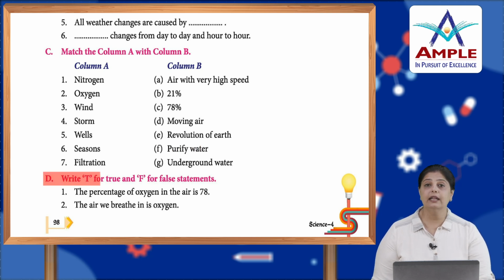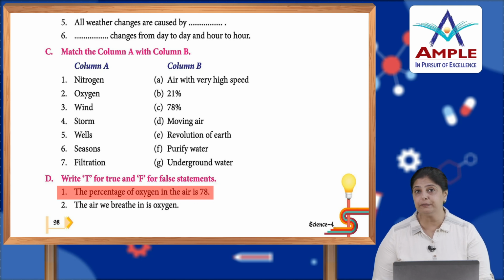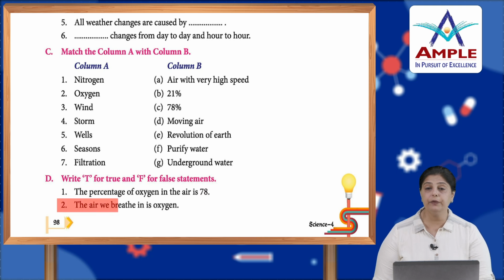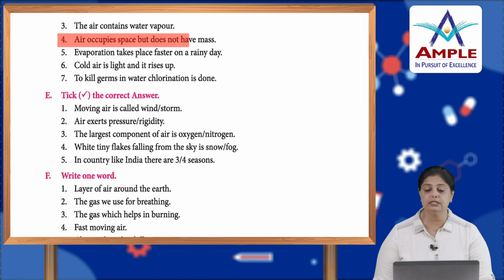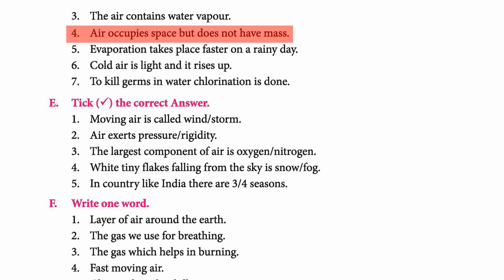Alright, now let's do true or false. The percentage of oxygen in the air is 78%. Is that true, children? No, it is 21%. 78% is nitrogen, so the statement is false. The air we breathe in is oxygen. Absolutely true. The air contains water vapor? Yes, it does. Air occupies space but does not have mass? This is false, it has mass also.